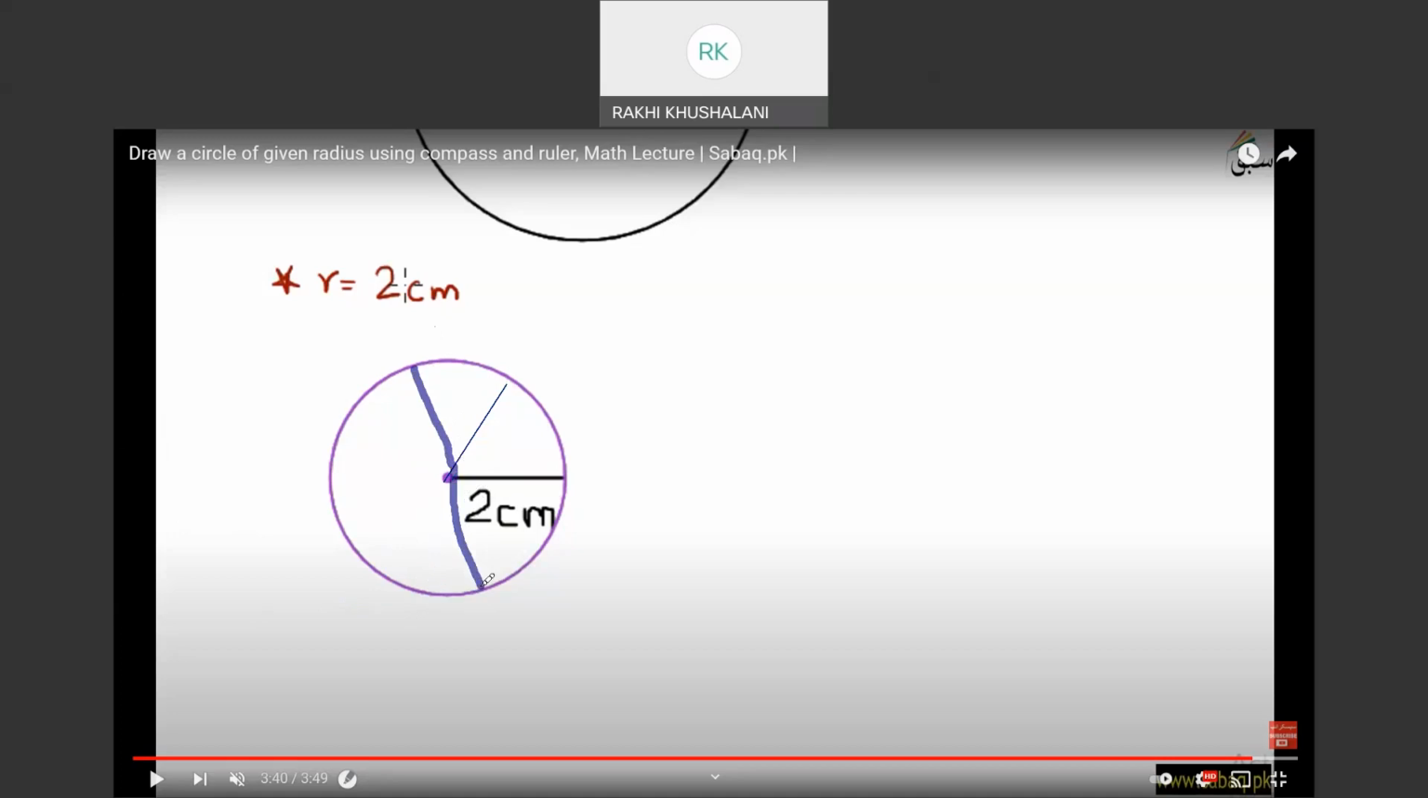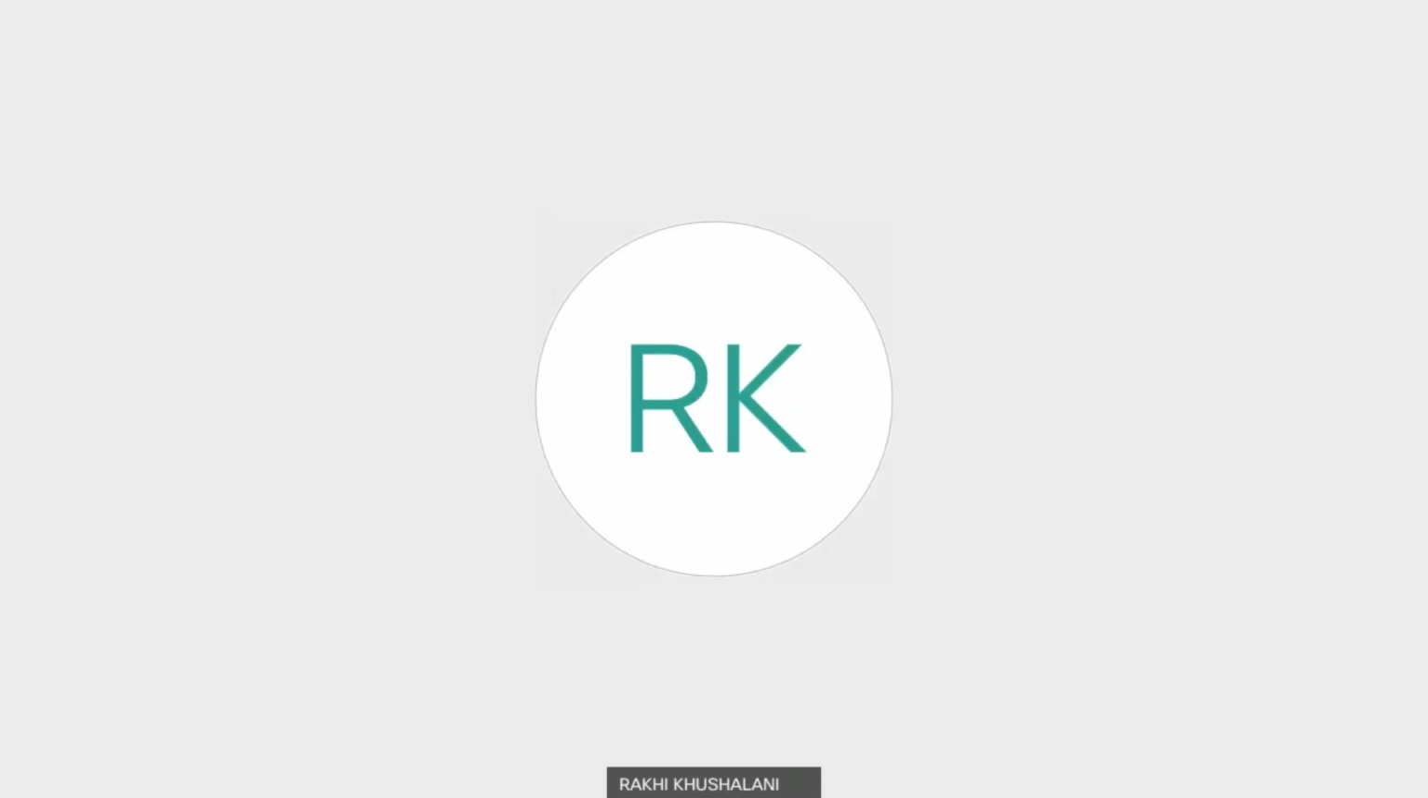This is as simple as drawing the circle. So I stop my video here, children. I hope your doubt with drawing a circle is clear. And with this, the complete part of the geometry is over.